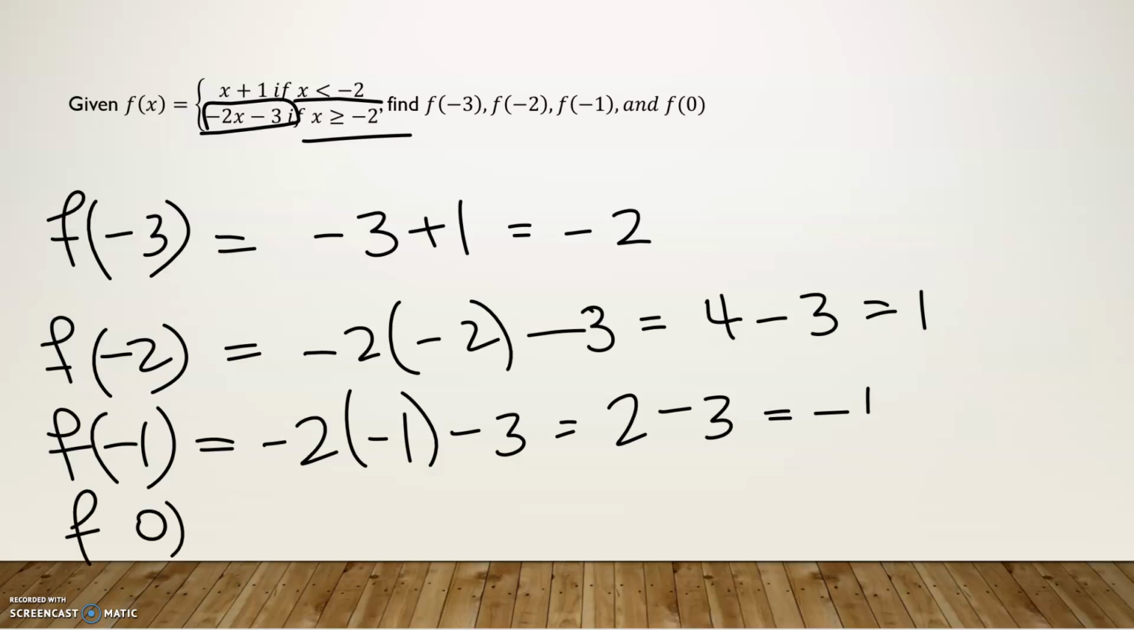And then f of 0. Well, 0 is also greater than negative 2, so I need to use that last one again. So negative 2 times 0 minus 3. That whole thing goes to 0, so we're left with negative 3. And that's it.